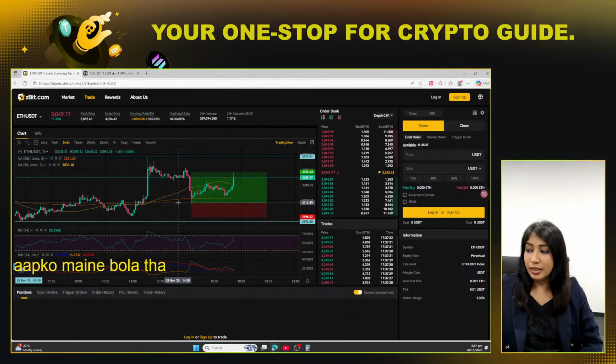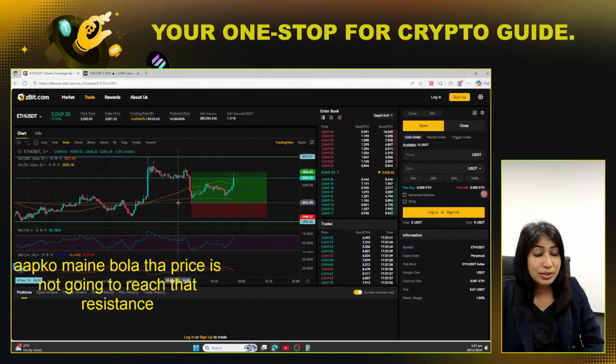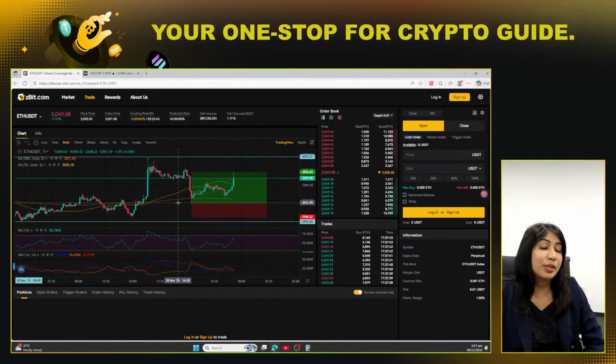I told you that wherever you see a long wick forming, even if the price is not going to reach that resistance level, at least it will come to some level. It will not reach that level, but it will reach some level. So that's why I kept my targets a little lower than that. I didn't keep too ambitious a number.